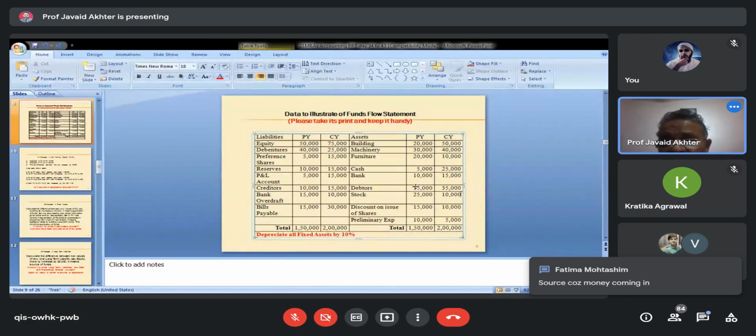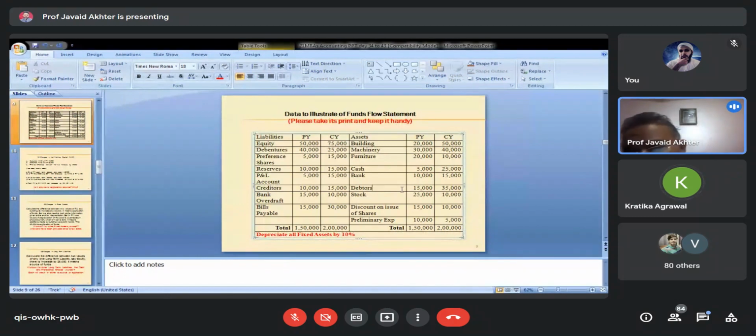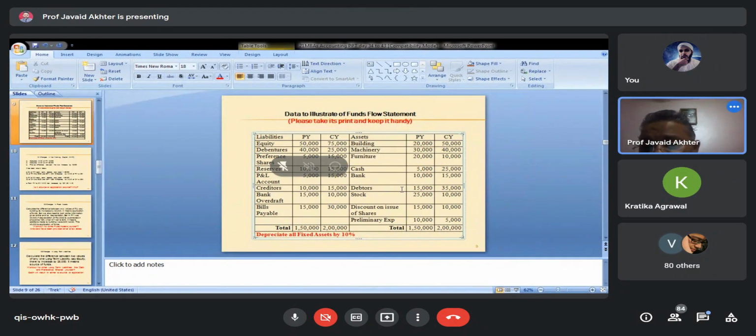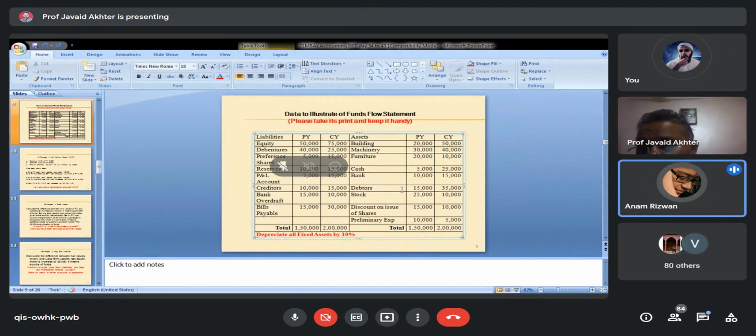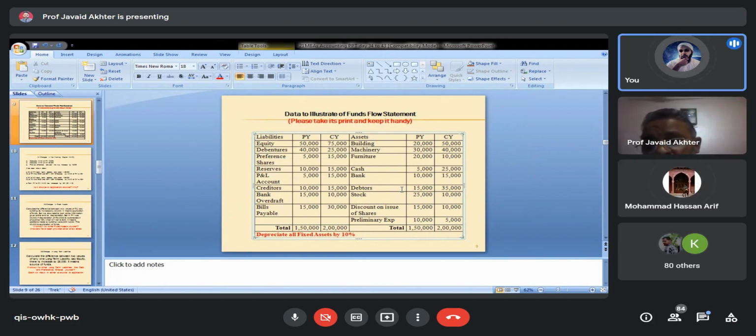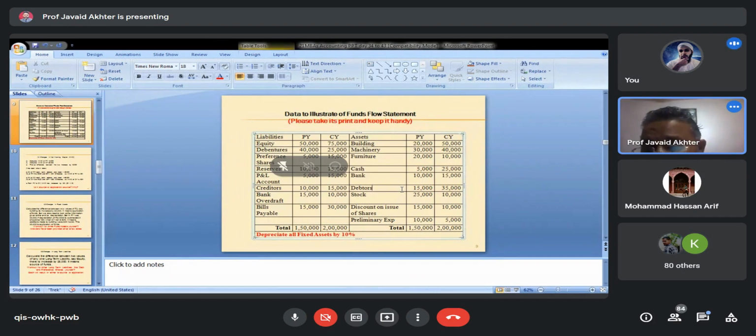How about debtors, which were 15, now 35? Source or application? Application, because money is involved. The money is going out and it is increasing from 15 to 35. When you deal with debtors, the money is blocked. This means your money is blocked, so it is an application, right?